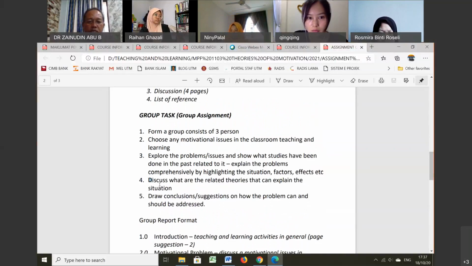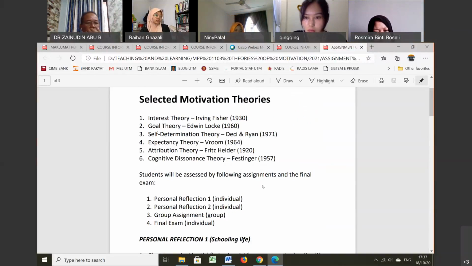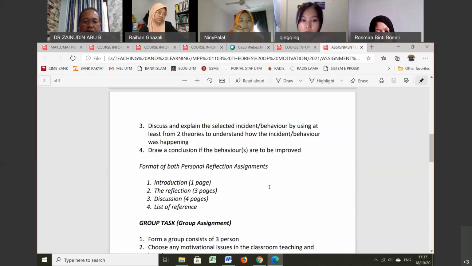And then, the same way as the personal reflection, now you have to explain the situation and the problems using specific theories, the related theories. Like I said, you can use any other theories. I have listed 6. You can choose any one of them. You can even use those 6. It's fine. If you just want to use one theory, like from the perspective of goal theory or self-determination theory, you can choose one as well. But if you want to explain it from different theoretical perspectives, you can do so. Okay, it's fine.